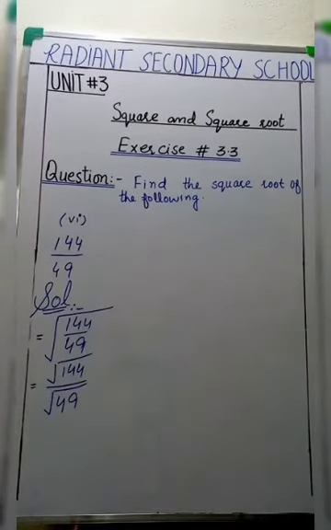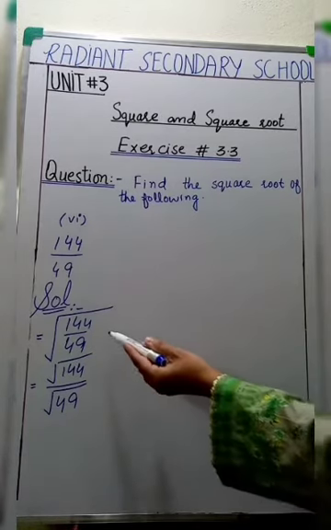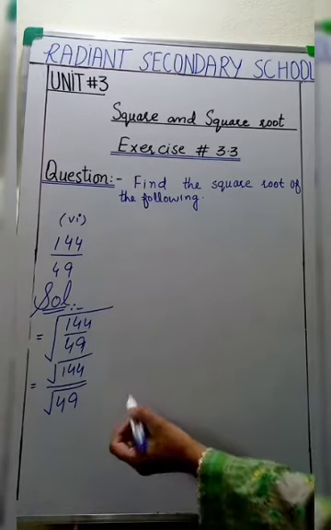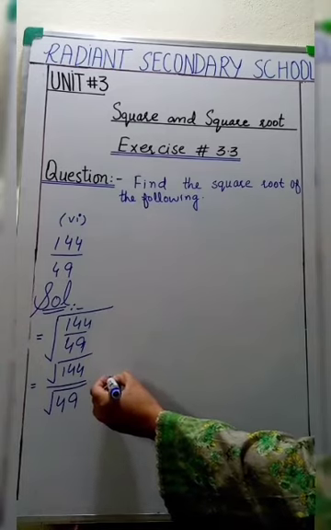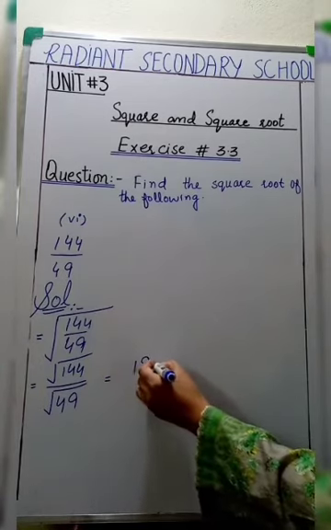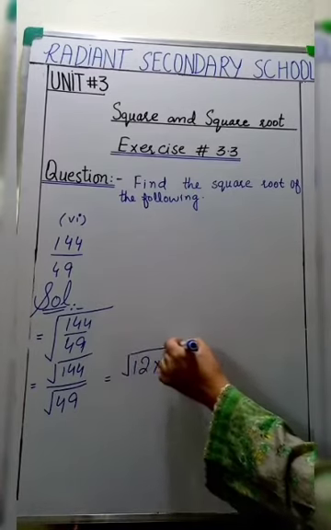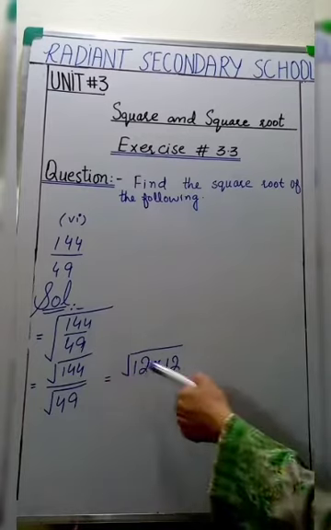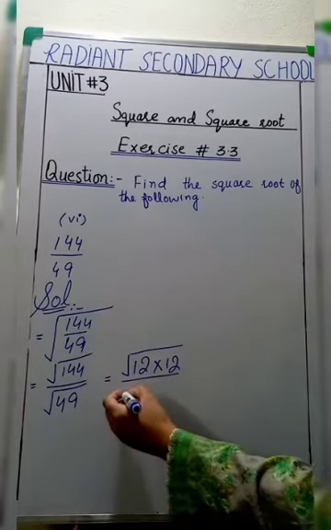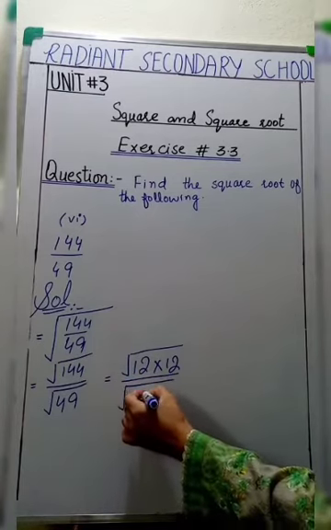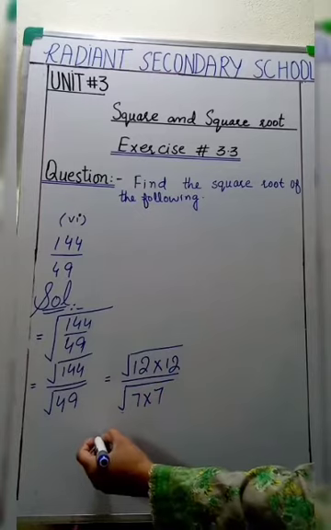The next part is part number 6. The fraction given is 144 over 49. In the first step, you will put the square root over the complete fraction. In the next step, you will put the square root on both numerator and denominator. Now you can tell easily that when you multiply 12 2 times, you get 144. It means 144 is the square of 12. And 49 is the square of 7. 7 sevens are 49, so you will write 7 into 7.